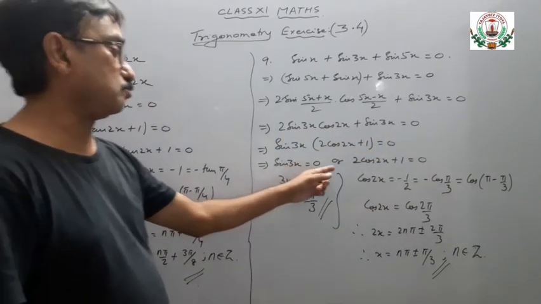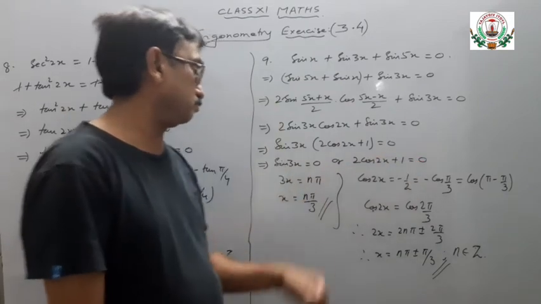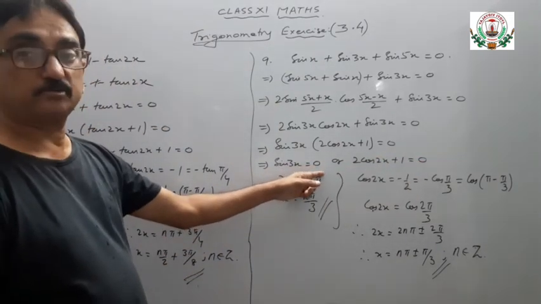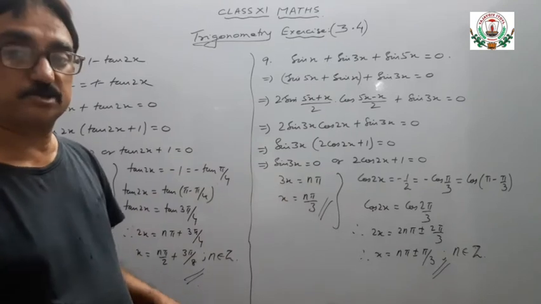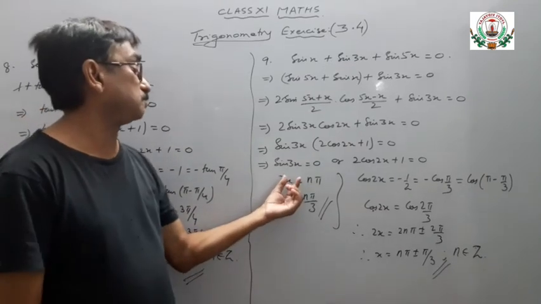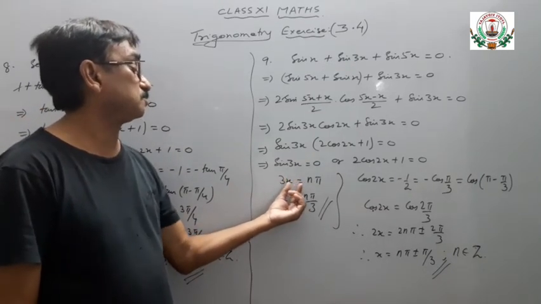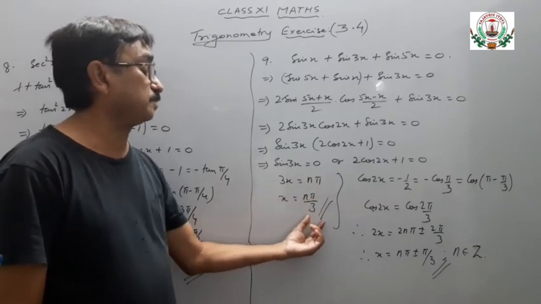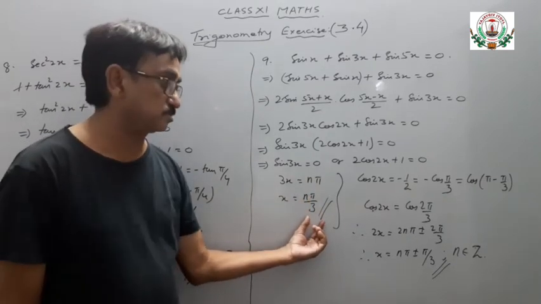Sin 3x equal to 0 or 2 cos 2x plus 1 equal to 0. That is sin θ equal to 0, then its solution is given by θ equals nπ. So our θ is here 3x, 3x equals nπ, x equals nπ by 3, where n belongs to the integers Z.